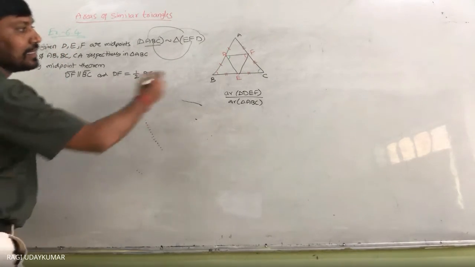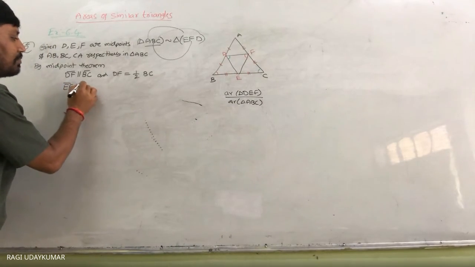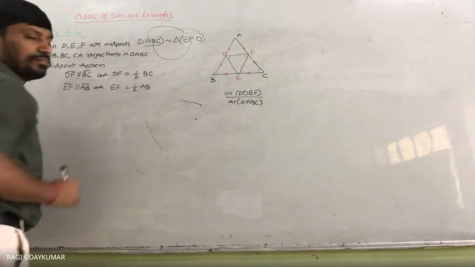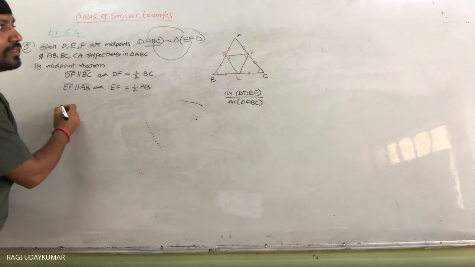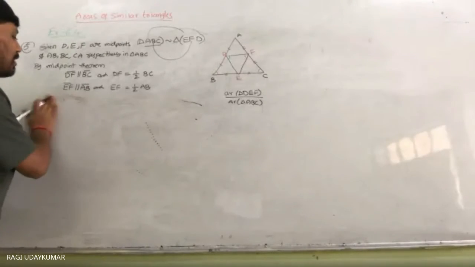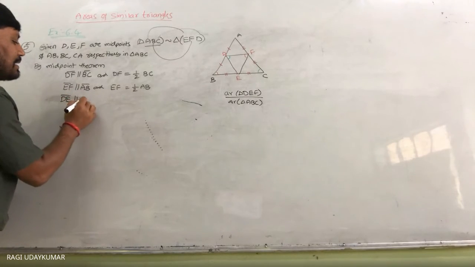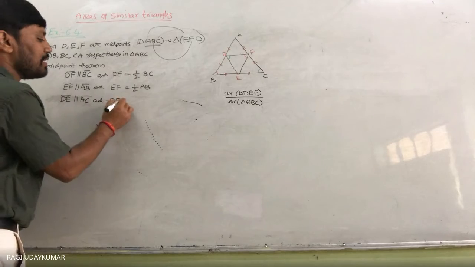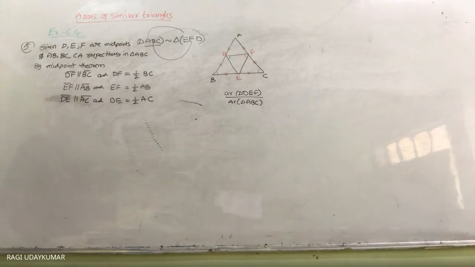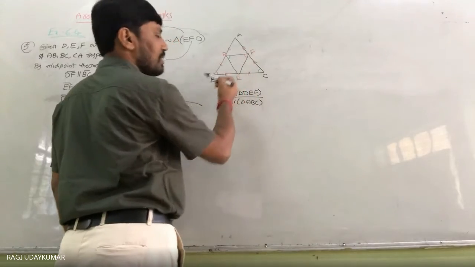and EF is parallel to AB, and EF is half of the AB, and DF is parallel to BC. Sorry, DF parallel to BC already we got. DE parallel to AC, and DE will be equals to half of AC. So this is parallel to this one. This is parallel to this one.